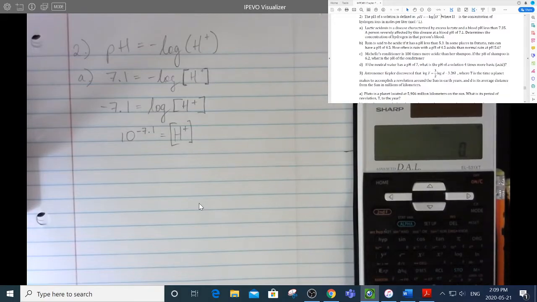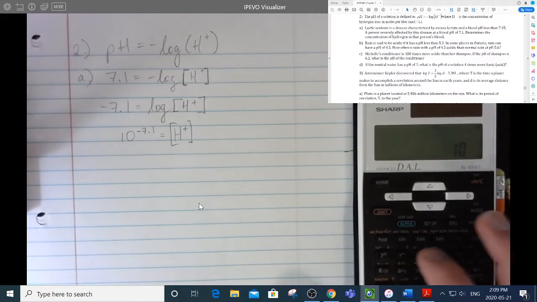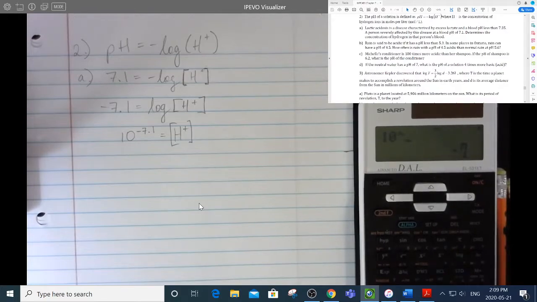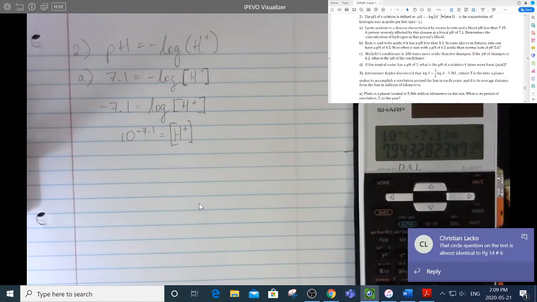Now I'm going to do that calculation again. 10 to the power of negative 7.1, and look at that. Ha! It gives you scientific notation. Basically now that you're in this mode, hey there, Mr. Lacko.